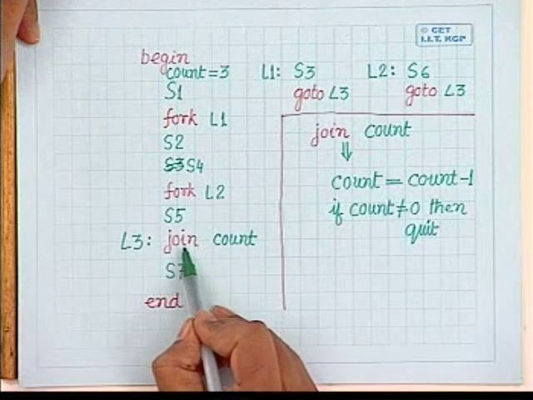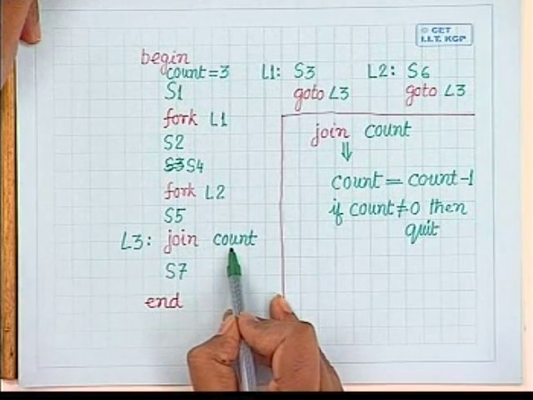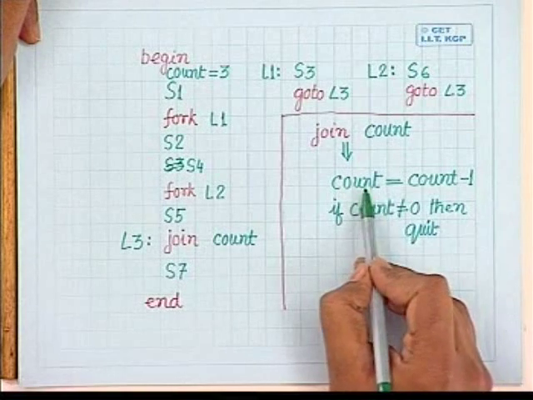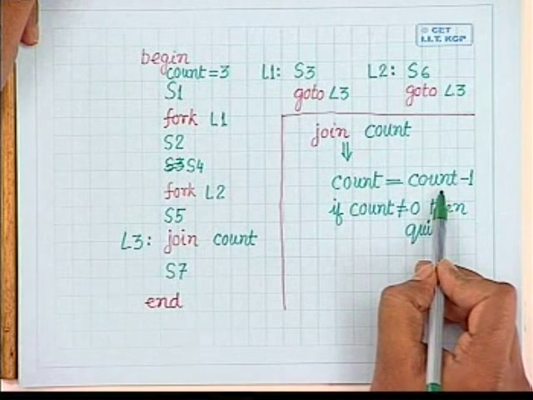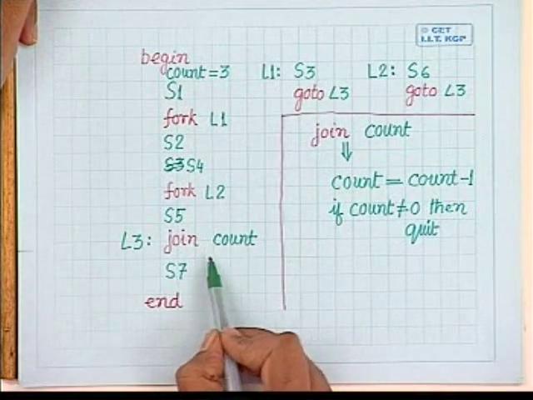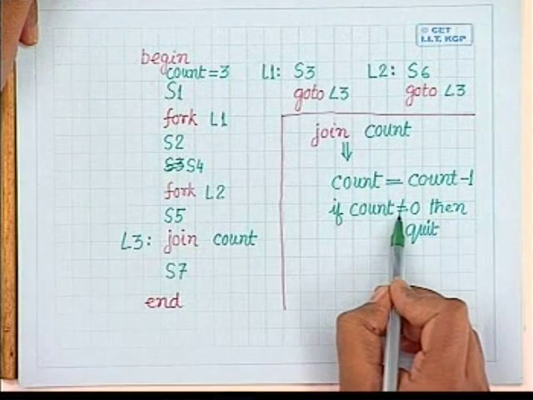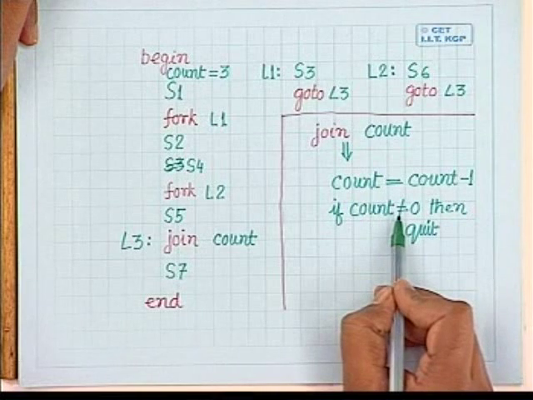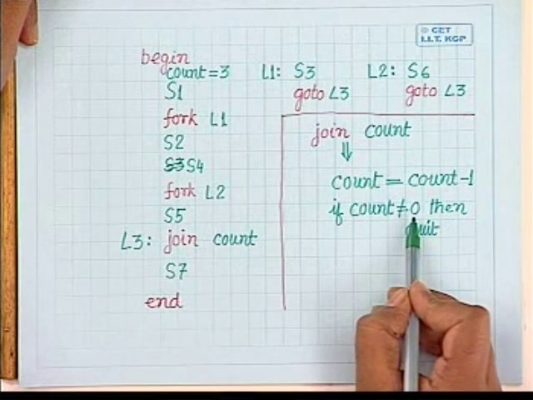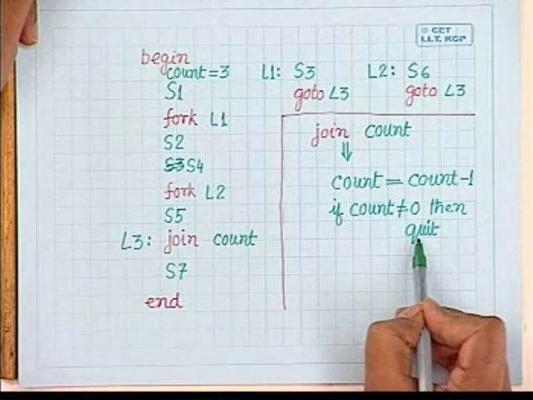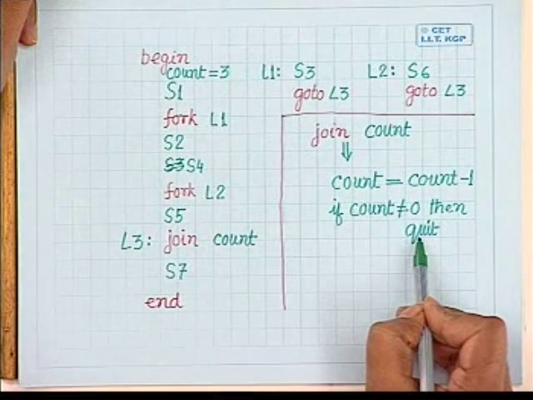Whichever process executes this join count statement first, count will be decremented by 1. So the first process to execute the join count statement will see that the value of count is equal to 2 after decrementing, which is non-zero. That means that particular process will be terminated.